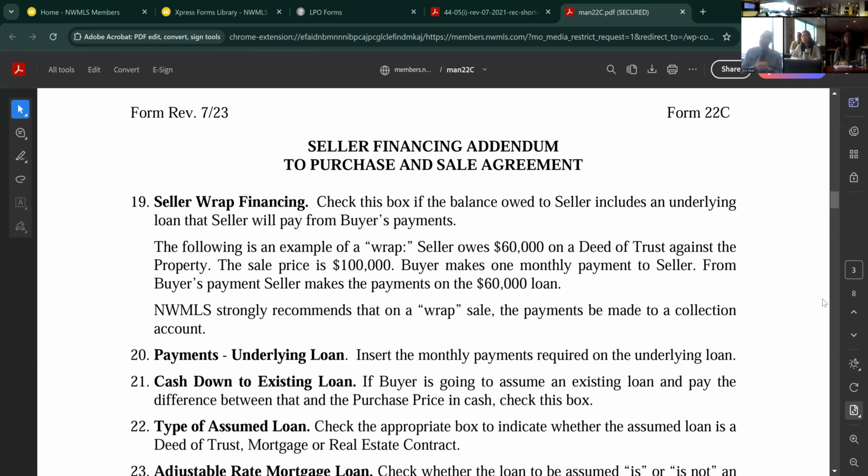So again, Northwest MLS strongly recommends that on a wrap sale, the payments be made to a collection account, a servicer. There's no way in heck you would do this without that. Otherwise, it is major risk. Like that's a true story. Literally, seller just took off. He did this on multiple homes and just collected all the money and then he left the country.